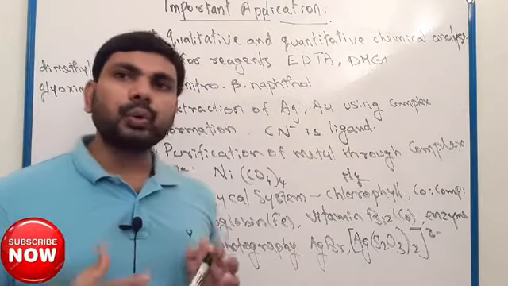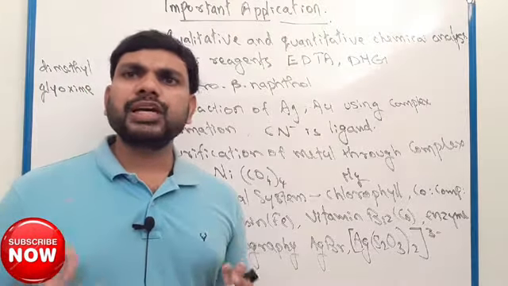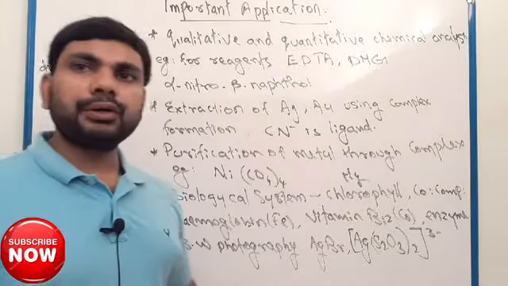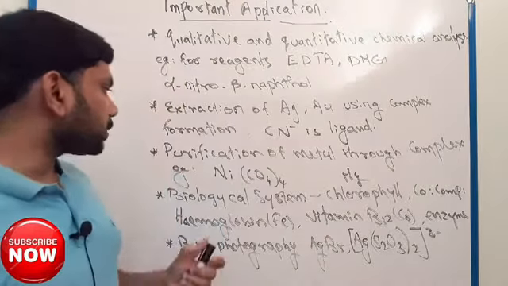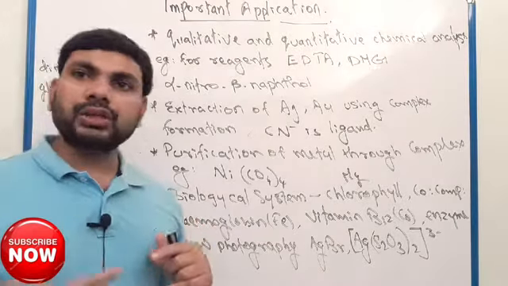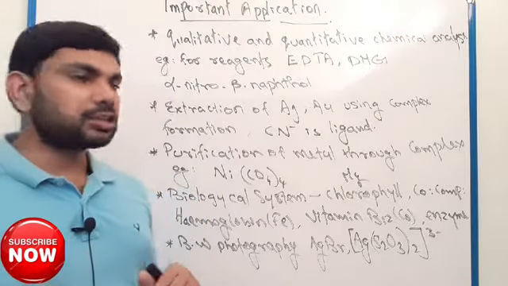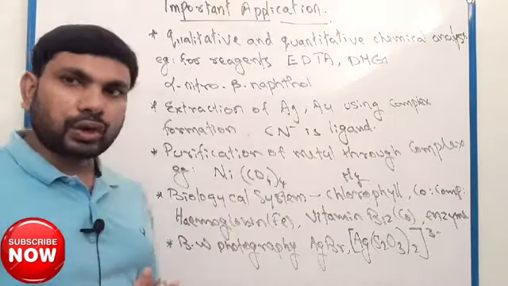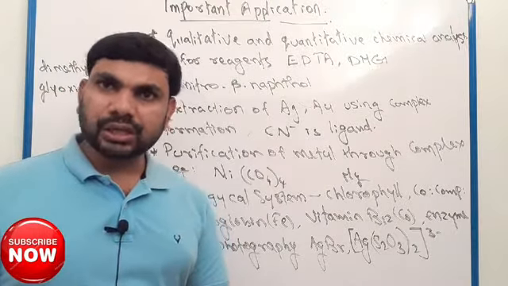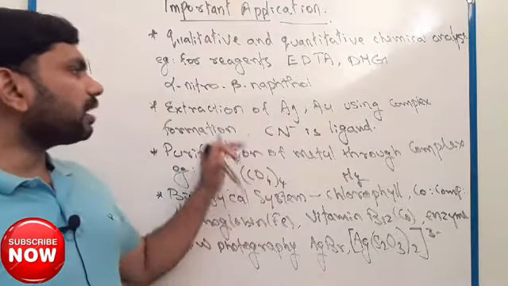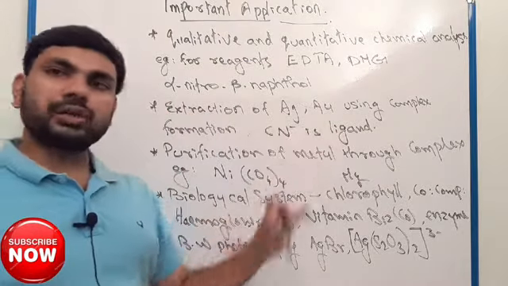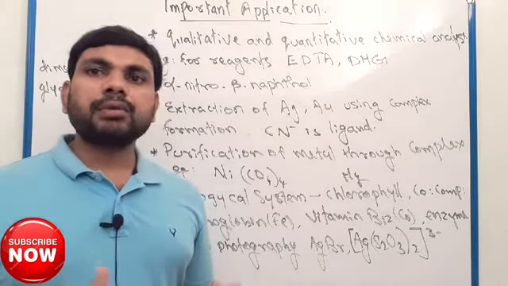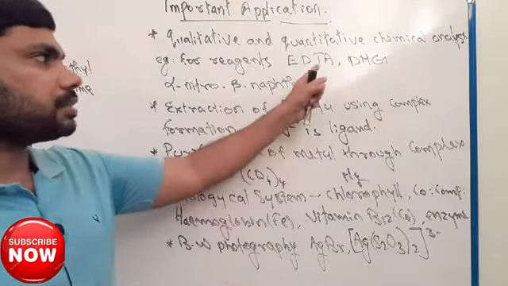Also purification of metal through complexes. Purification of some metals has to pass through a coordination compound. For example, during purification of nickel, it first changes to tetracarbonyl nickel, which is a coordination compound. So during purification of metal it forms a coordination compound, during extraction of metal it forms a coordination compound, and during chemical analysis some of the reagents are coordination compounds. Examples are these.